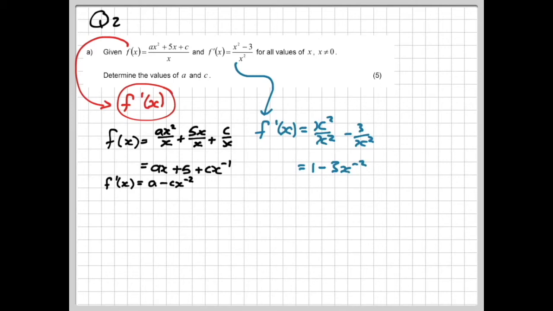Well, how do these two expressions of derivatives compare? Let's have a look. The green one is the one we found from the original f(x). The blue one was the one that we got from what was given to us. Well, that's awesome because the a value is 1. And if I compare the coefficient of the x to the negative 2, then c must be 3. But there I've answered my question.